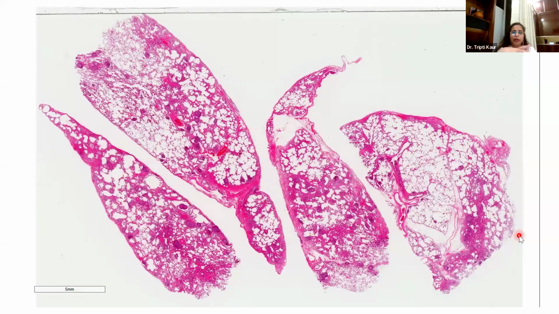So anybody would like to take on this case? This is the next case. Very interesting case. Very straightforward case also.